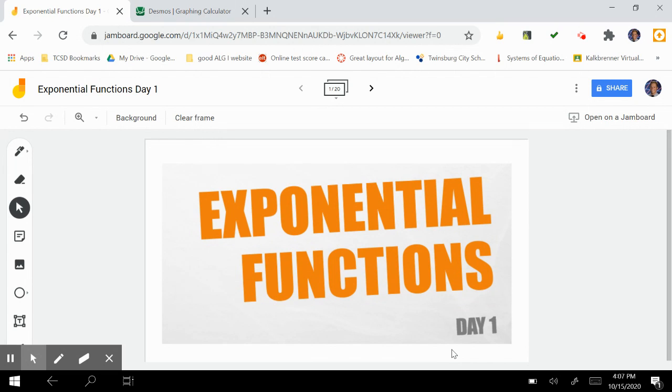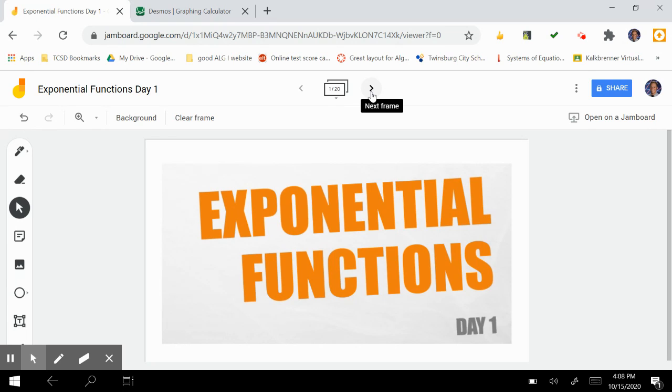Today's lesson is going to be exponential functions. If you notice, it says day 1 because this is going to be a 3-part series. Today's lesson is going to be basically getting the meat for the equation itself. So we're going to break down what each part means. Sit back, relax, and enjoy the ride.